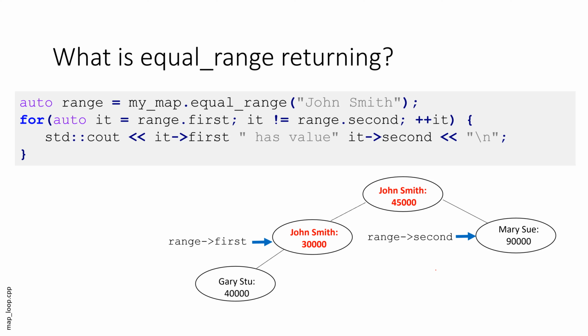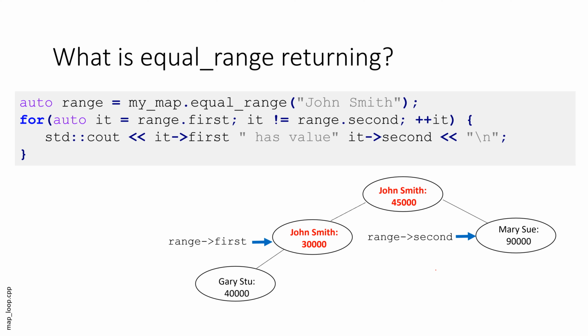This is what it's doing. If you look at the binary search tree, we've made a binary search tree that looks like this, right? So John Smith is kind of in the middle of the binary search tree. All of these equal range nodes must be together. That's a property of the binary search tree.